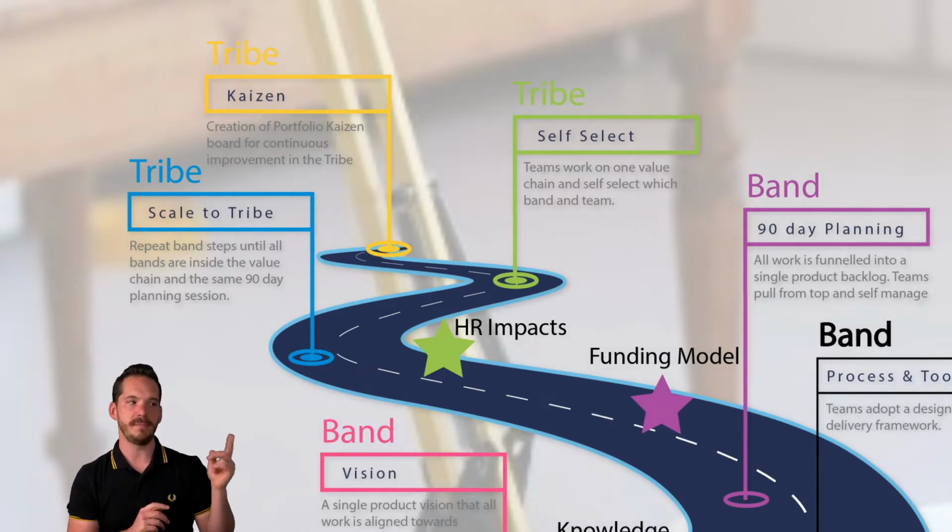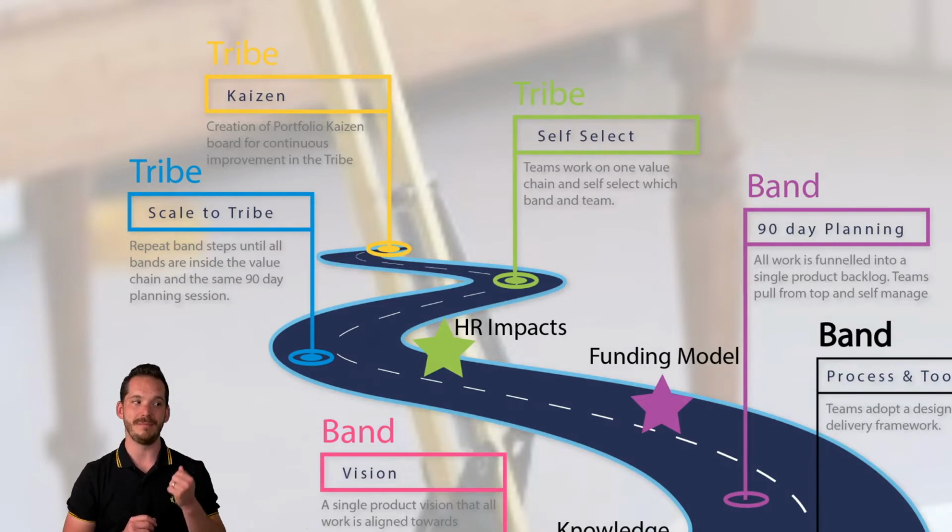But you want to repeat the band steps until all bands are inside the value chain in the same 90-day planning session. And that's magical. When you get 300-400 people together for strategy planning days, magic happens. Risks are reduced, time to market is decreased, customer values increase, happiness increases. It's a good time. It's a good time.